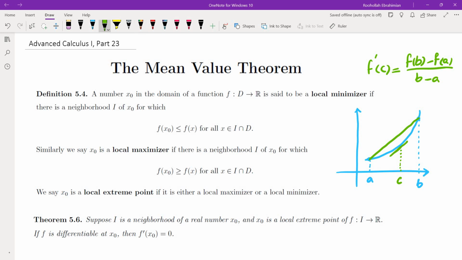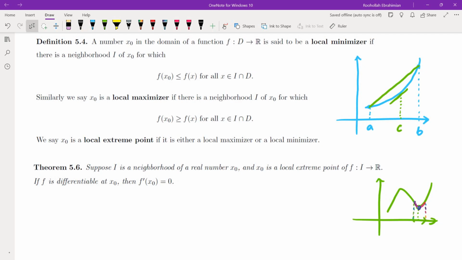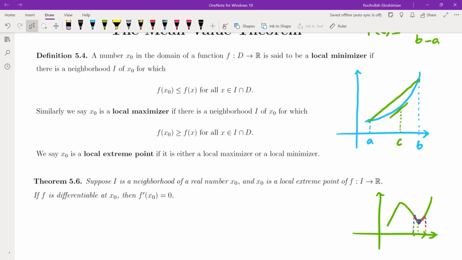So if you want to look at an example, I'm going to draw an example here. If you look at this function, it has a local minimum here because there is some interval around it such that the value of the function at that point is the smallest over this interval. However small that interval is, that's okay as long as it is an open interval containing that point. So that's called a local minimizer.